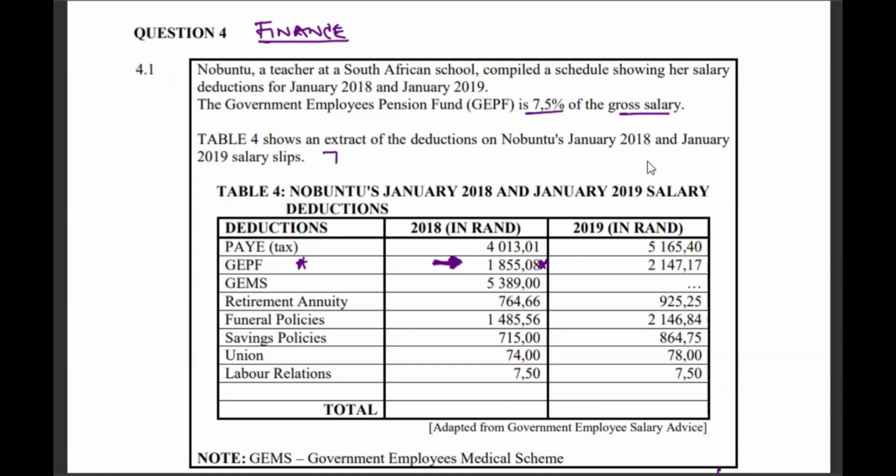So if 7.5% of the gross gives me 1855, what is the gross? We need to divide through. This number here is going to be divided by 7.5%. So the gross becomes... let's put it as a number. 7.5 percent is the same as 0.075.